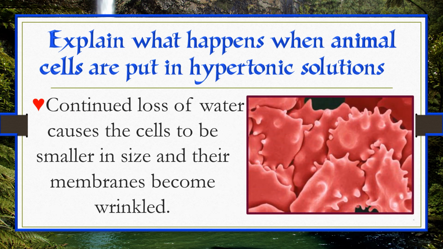Continued loss of water causes the cells to become smaller in size, and their membranes become wrinkled. When the cells continue to lose water, they are going to become smaller and their membranes wrinkled, because they are losing water to the surrounding hypertonic solution through the semi-permeable membrane by osmosis.